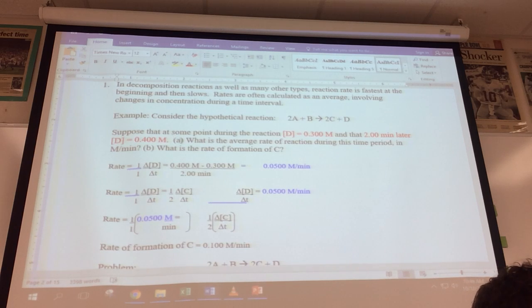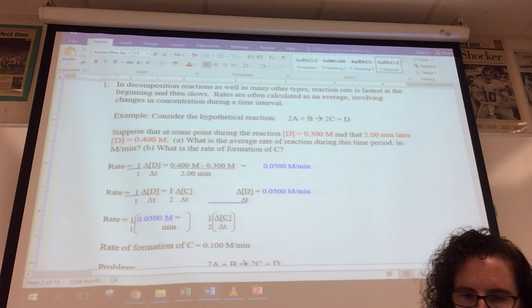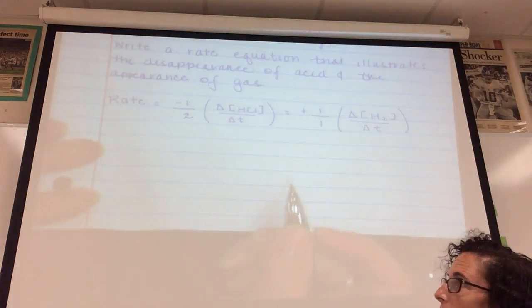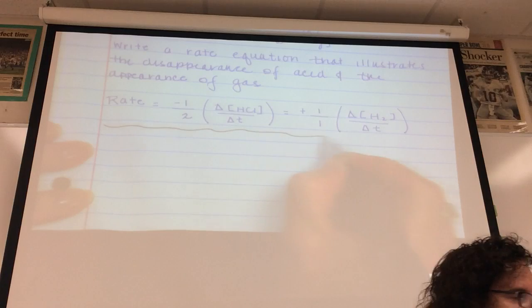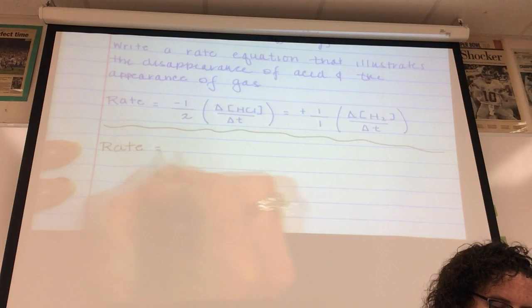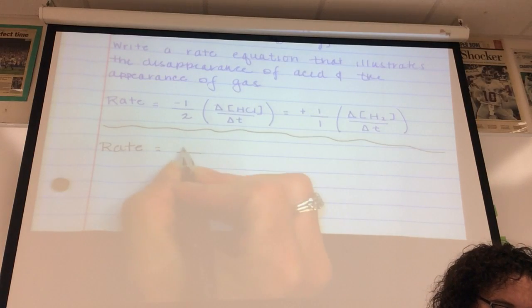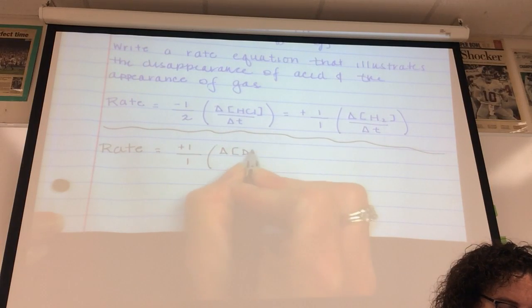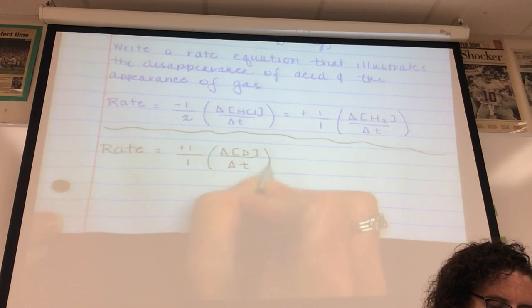Good. If you want to know the average rate of formation during this time period, you can first write your rate equation. And this is all written out for you, but I'm going to write it so you can see the flow, and you can just look at your notes and make notes. You don't need to rewrite it because that's a waste of time. So the first thing you're going to do is write a rate equation for D, where you have rate. Now D is a product, so do I have positive 1 or negative 1? Positive 1 over its coefficient. Change in concentration of D over change in time.